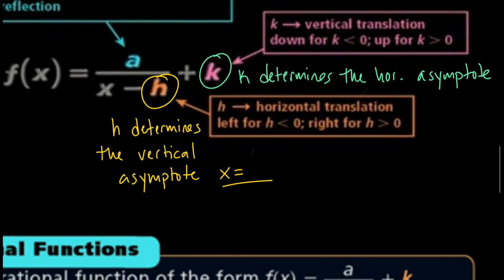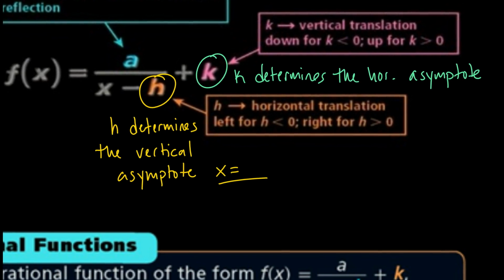And lastly, the number that was on top of the rational. What did that do to our graph? Stretch or compress it, yes. Now, does a stretch or compress ever determine domain or range? No, it does not. Good. It does not determine domain or range, therefore it doesn't determine our asymptotes. Stretch or compress does not affect the asymptotes.